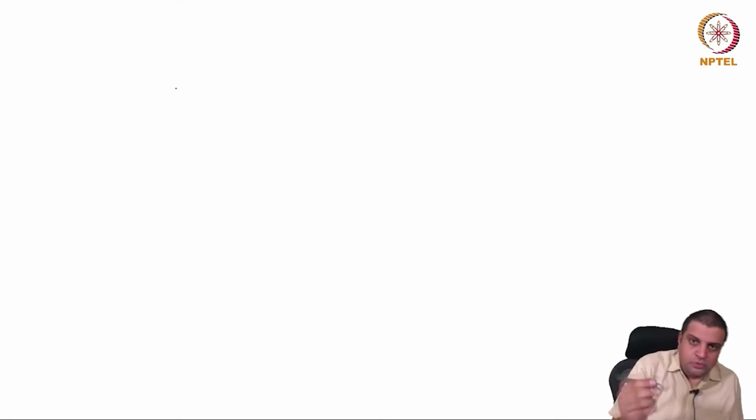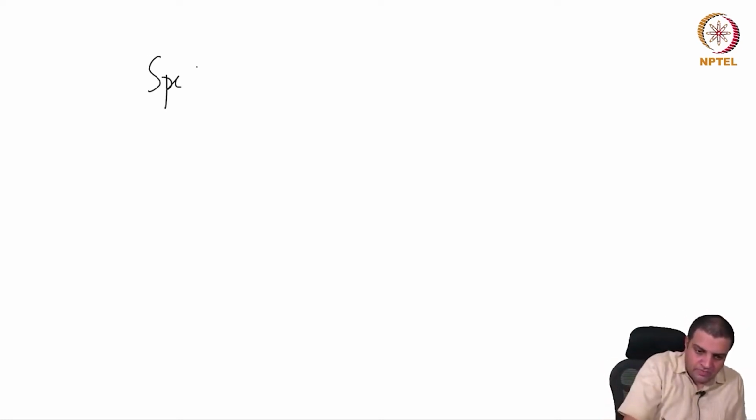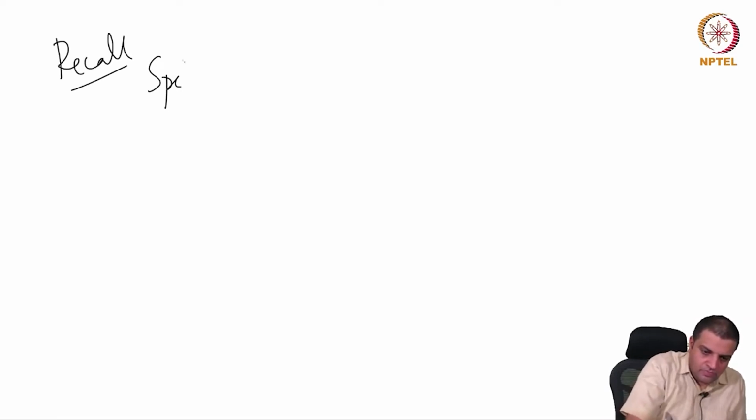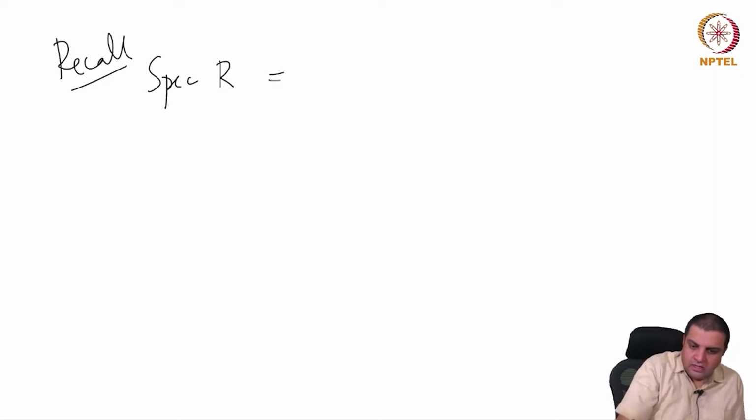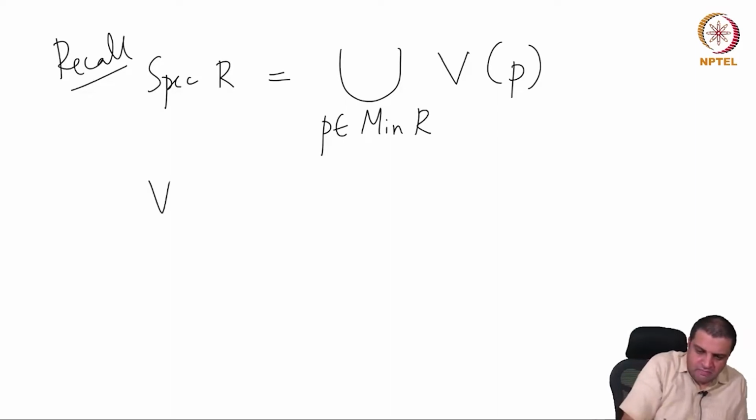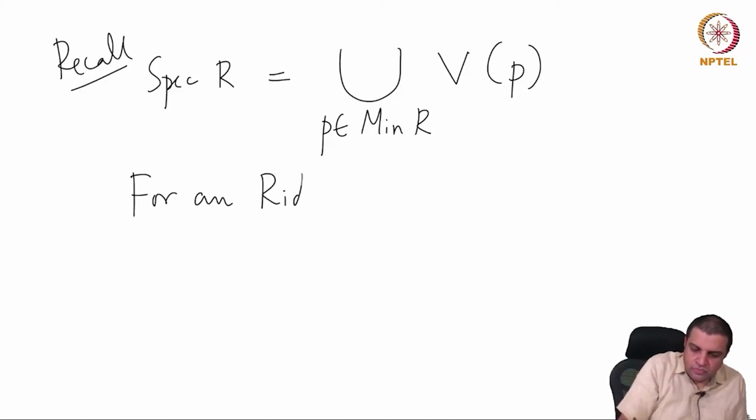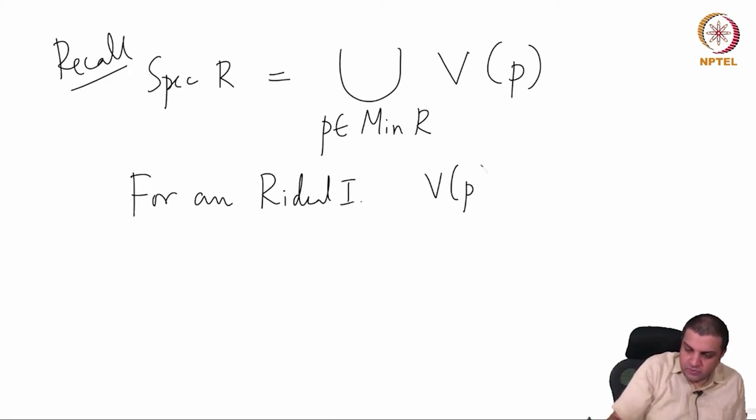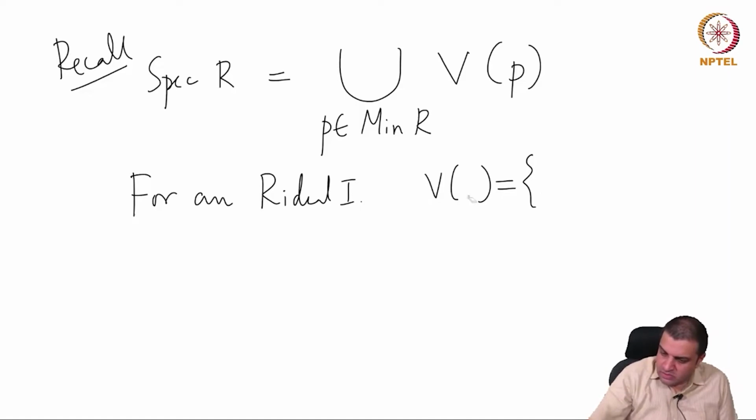So recall that in the last lecture we saw the following, that irreducible idea, that spec R is a union over P in min R of V(P). So what are these things? V(I) means, for an ideal I, by V(I), so this is a new notation, and we will discuss today why we shouldn't be worried too much. V(I) is all the primes that contain I, okay?